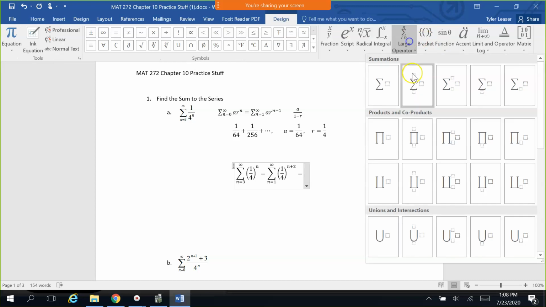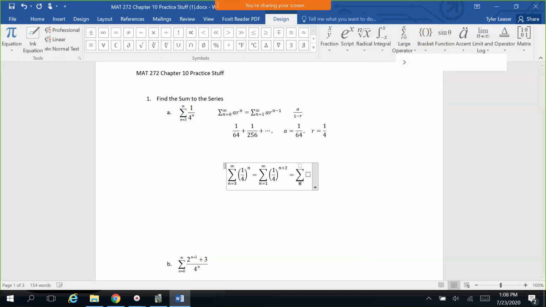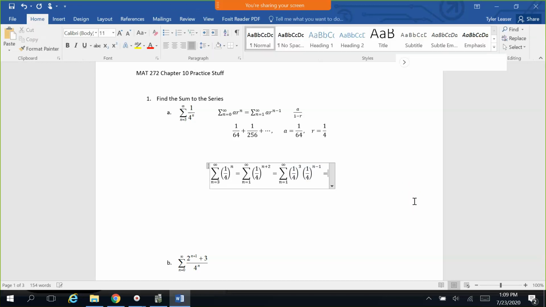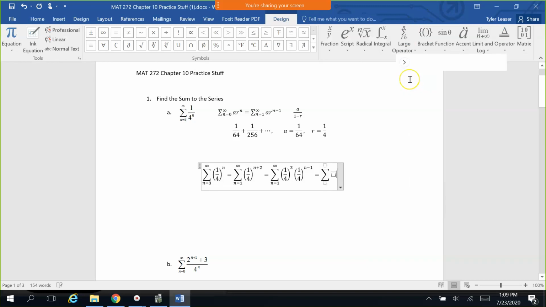by pulling some stuff out of the exponents. Leaving the index alone, still going from 1 to infinity, I need this to really be an exponent n minus 1. So to get from n plus 2 to n minus 1, I have to pull out 3 of them. So I'm going to pull out a 1/4 to the 3, and that's going to leave me with a 1/4 to the n minus 1. Then what we have is still the sum, n going from 1 to infinity, and then 1/4 cubed, that's the 1 over 64.